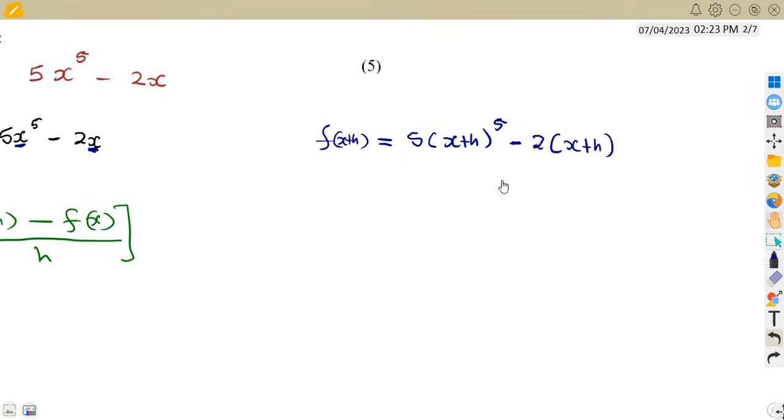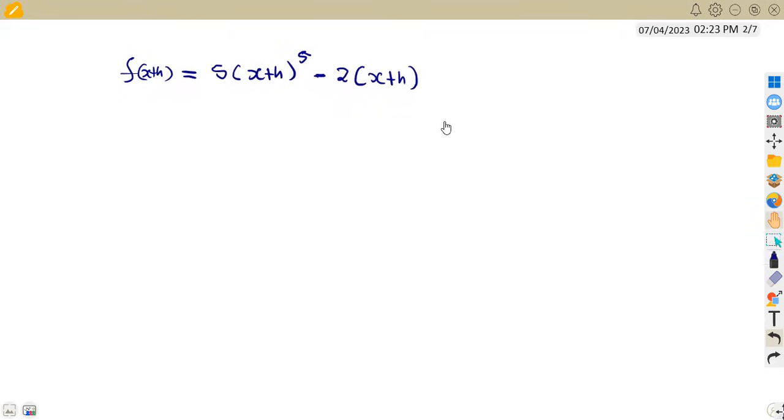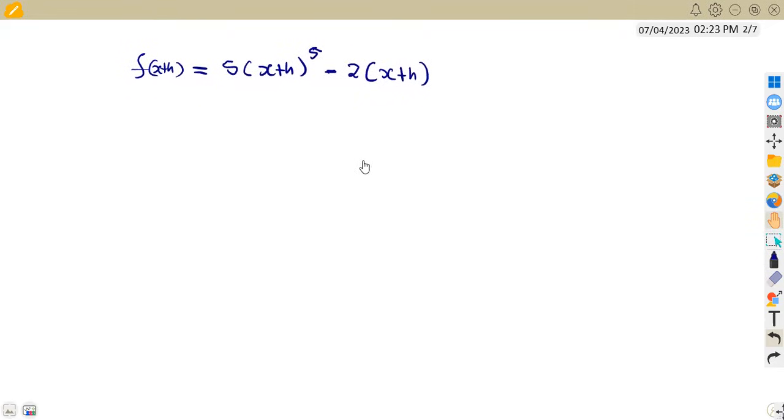So what we need is to expand this. This is our f of x plus h. Let us try to expand, then we bring this back to our formula. To the exponent of 5, this is something else. Here we are supposed to apply our binomial expansion. Remember, I explained the binomial expansion before, so I'm not going to go back to explain that. I'm just going to explain directly on the question.